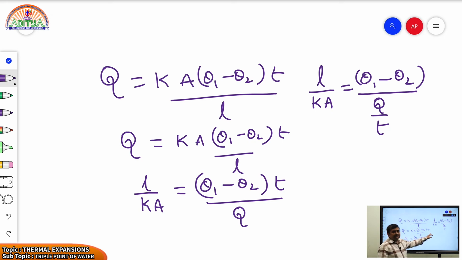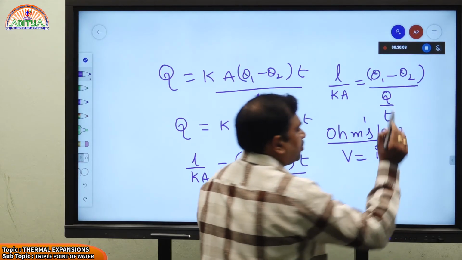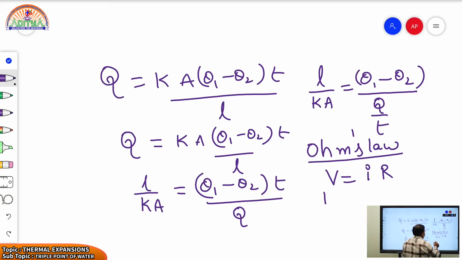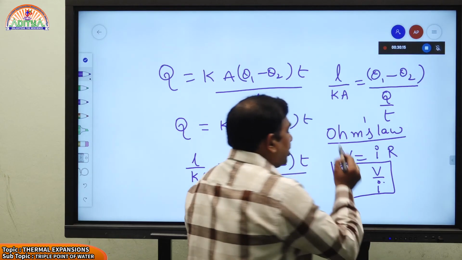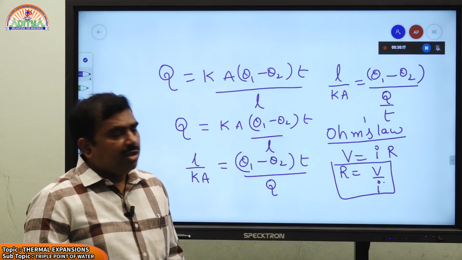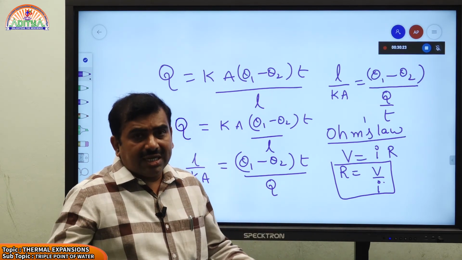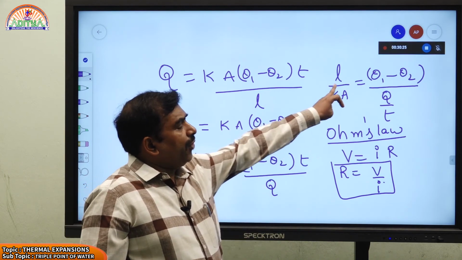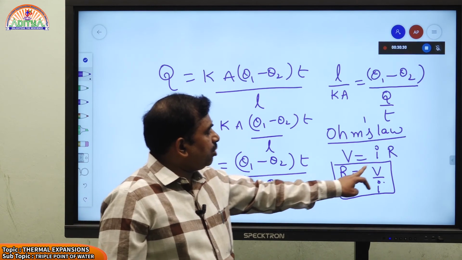Look, when you are studying the chapter current electricity, you will come across a small law called Ohm's law. What is Ohm's law? V is equal to I R. Thereby I can write R is equal to V divided by I. This R is called electrical resistance. V is the potential difference, and I is the rate of flow of charge, called the current. Now this formula looks like the electrical resistance, that is R is equal to V by I.